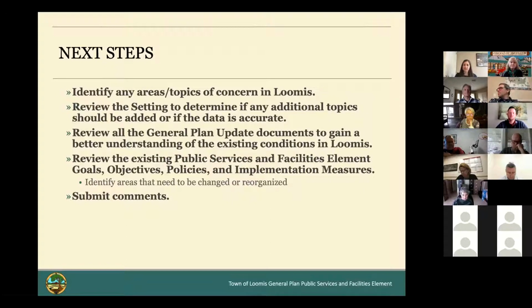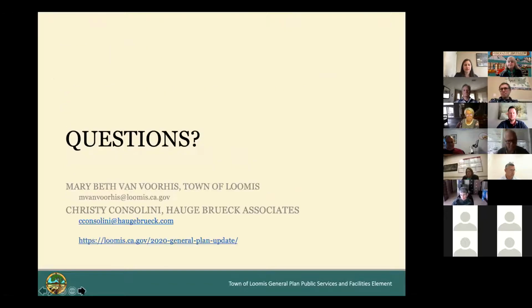And then review the existing public services and facilities element. So the existing as of today element, not the changes, and look at how you feel it should be altered. And then please submit any comments. So there is a comment form that you can find on the website. Please fill it out. David sent in comments this morning, which I've looked at and I've already started to integrate some of them. So thank you for doing that. And that is something everyone can do for any of the documents that are on there. So if you have any questions, please contact me or Mary Beth. And there's also a link to the update website on there. And I think that is everything. So I'm going to stop sharing my screen.